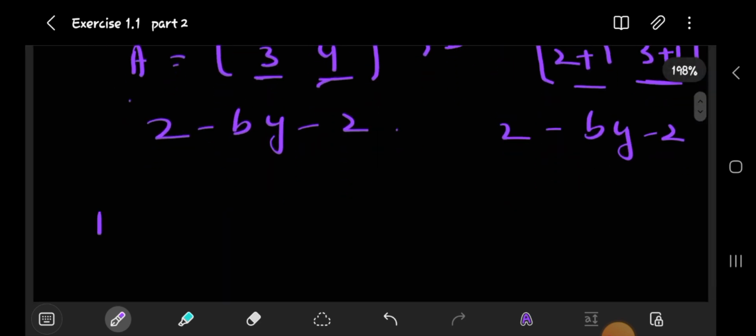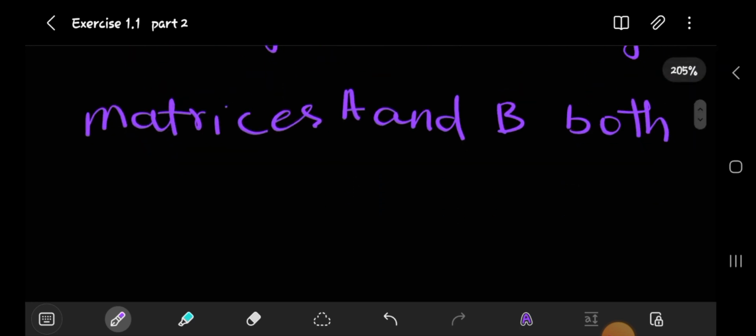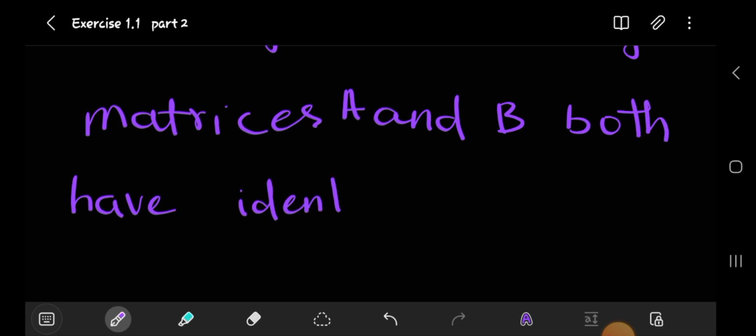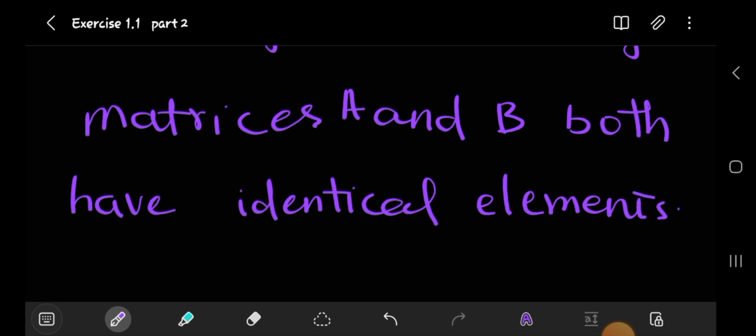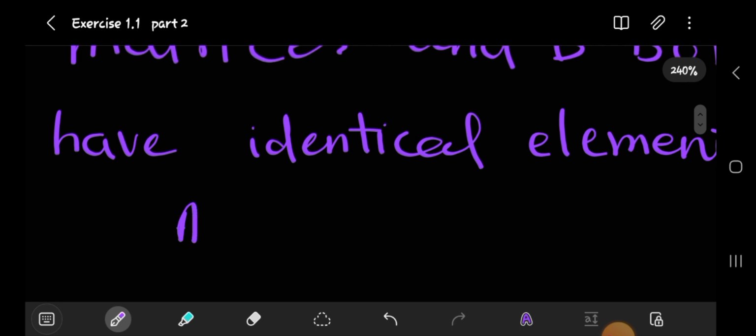So matrices A and B both have identical elements. So we can say that matrices A and B are equal.